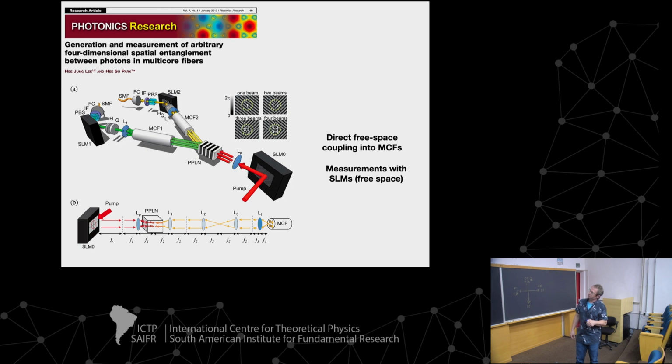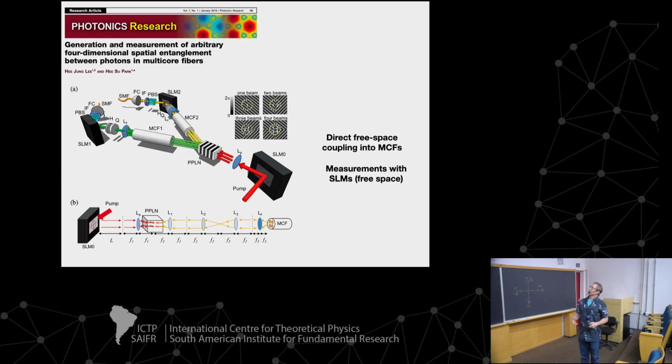And then they couple out of the multi-core fiber, and they use these same spatial light modulators to do the measurements, because the idea is you want to change the phase between the 4 cores or the 4 regions. So they use the same kind of thing. They imprint a different phase in each of the quadrants, and then they're able to do measurements. So yeah, this is the basic scheme.